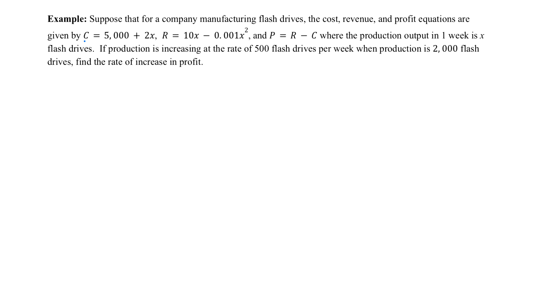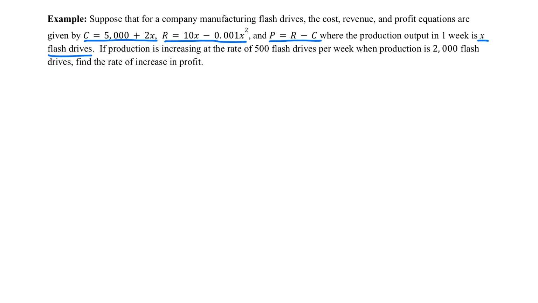All right, let's look at our last example here. It's going to be a business example. Surprise, surprise. Suppose that for a company manufacturing flash drives, the cost, revenue, and profit equations are given by C equals 5,000 plus 2x, R is equal to 10x minus 0.001x squared, and profit is equal to revenue minus cost, of course, where the production in 1 week is x flash drives.